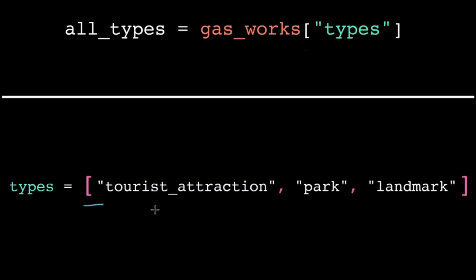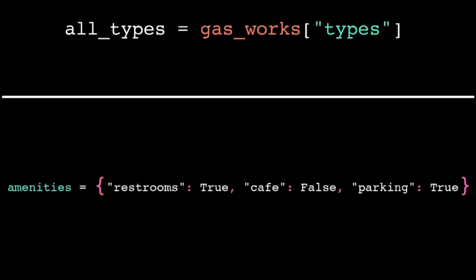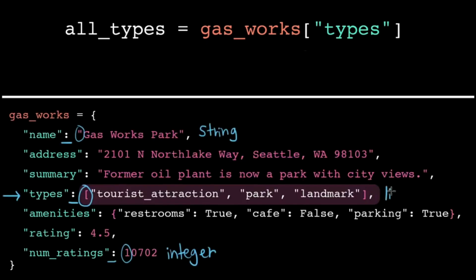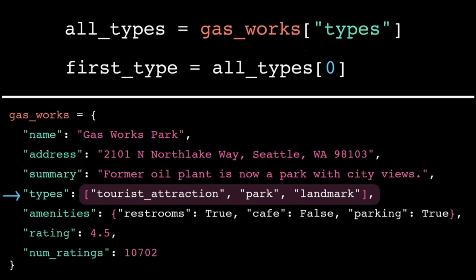Remember that we define a list using square brackets, and we define a dictionary using curly brackets. So, if we see a square bracket, our dictionary value is a list. Or if we see a curly bracket, our dictionary value is another dictionary. Looking at this square bracket then, we know the value for the key types is a list. We can store that value in a variable, and then we can access it just like we would any other list. So if I access the element at index 0, I get the string tourist attraction, because that's the first element in the list.